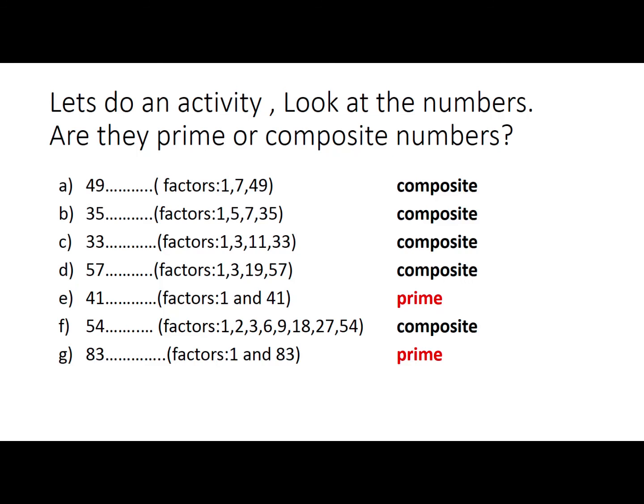41. Now see students, factors of 41 are 1 and 41. It has only 2 factors, so it is a prime number. Then 54. Factors of 54 are 1, 2, 3, 6, 9, 18, 27, 54. They have more than 2 factors, so it is a composite number. 83. 83 has 2 factors, 1 and 83. So it is a prime number.